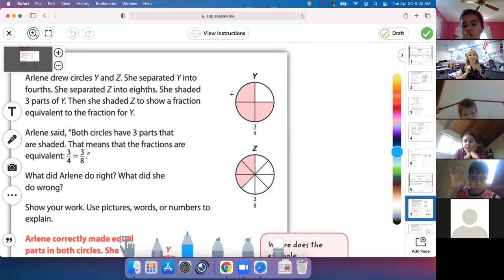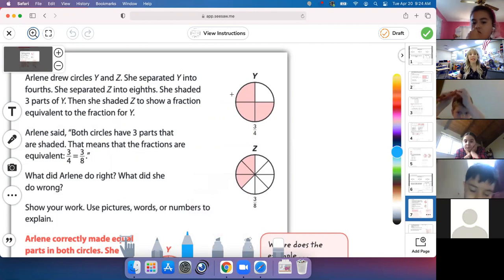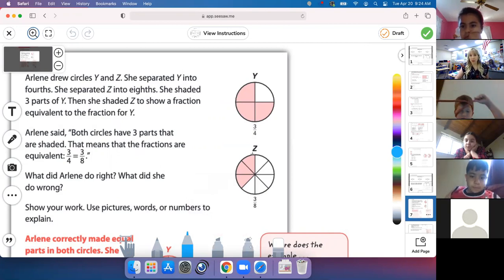What's something else she did correctly? Go ahead, Luis. She put them in the right order because she said that there's 3. Which is correct. Yes, absolutely. She said there were 3 of the 4 parts shaded. That is correct. She said there are 3 of the 8 parts shaded, and that's also correct. And I also noticed, good job, Luis, that these 4 pieces are the same size. All of these 8 pieces are the same size.